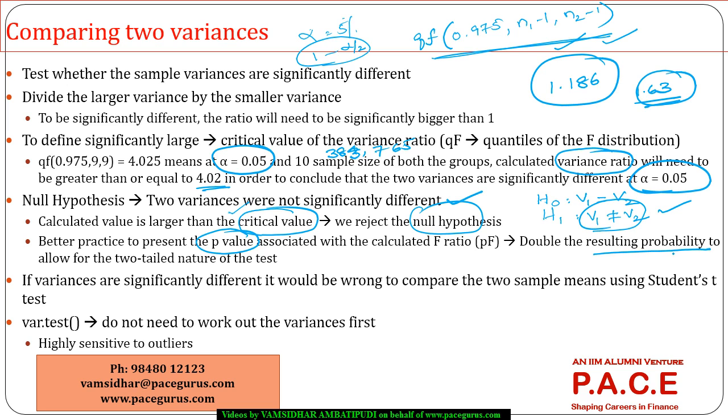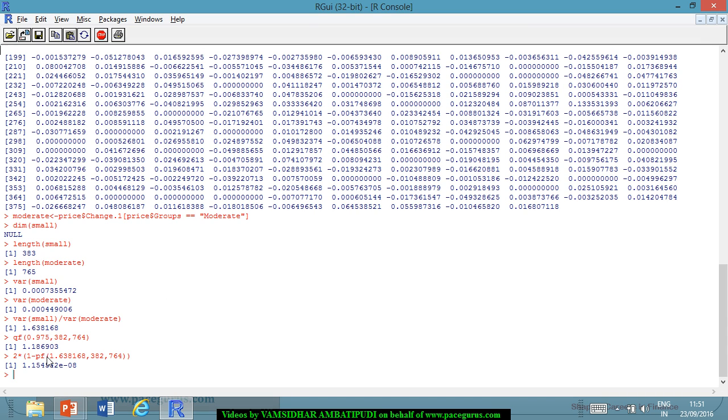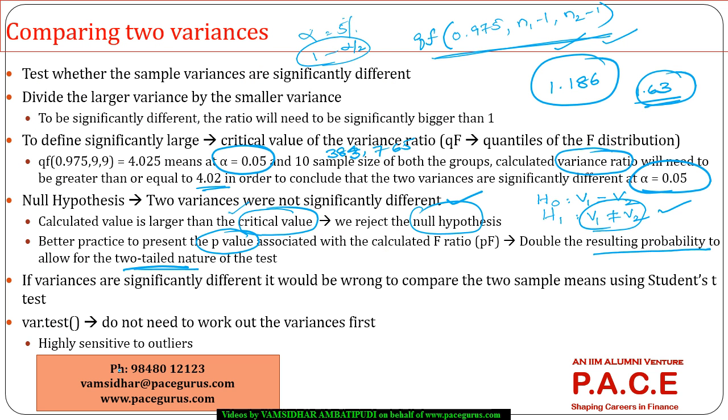I'll find out the resulting probability will have a two-tailed nature. So that's where I'm doing a doubling, and I'll make it as 1 minus PF times whatever the calculated value that I have got, comma degrees of freedom of the first one, degrees of freedom of the second one. So the p-value is less than 0.05. I'll reject the null hypothesis and I take my decision in favor of the alternate hypothesis.